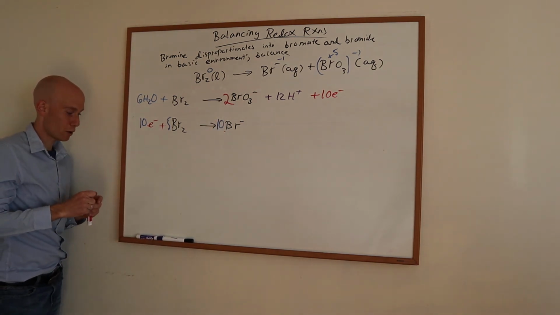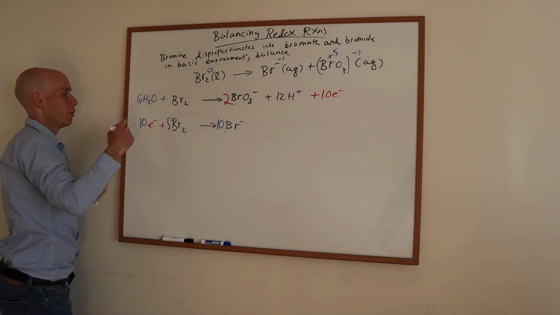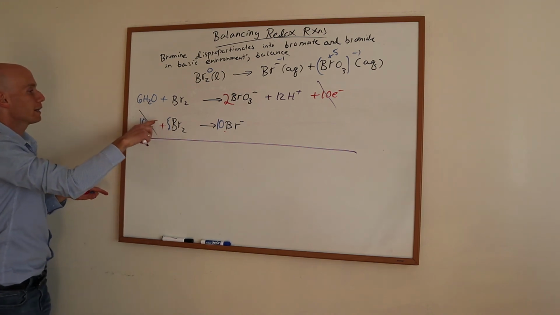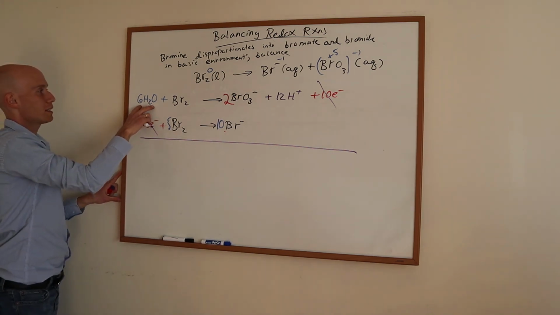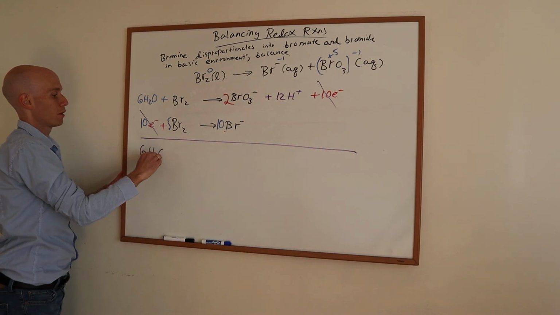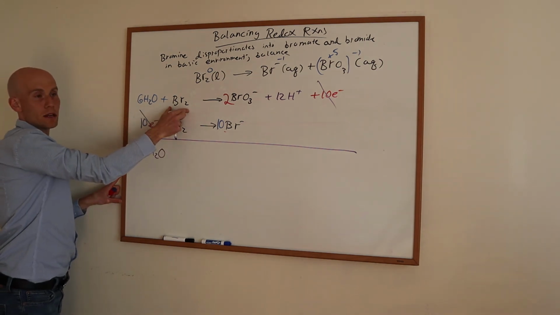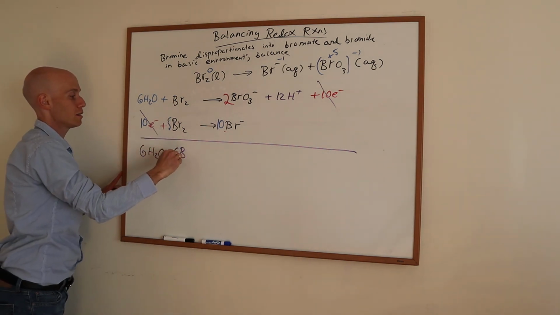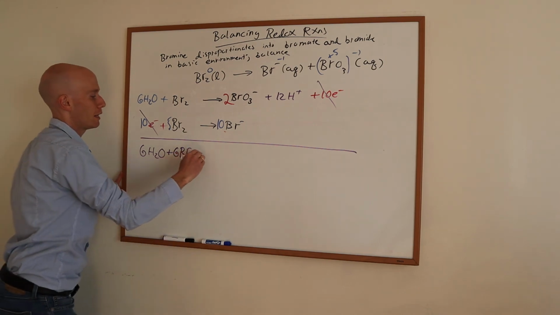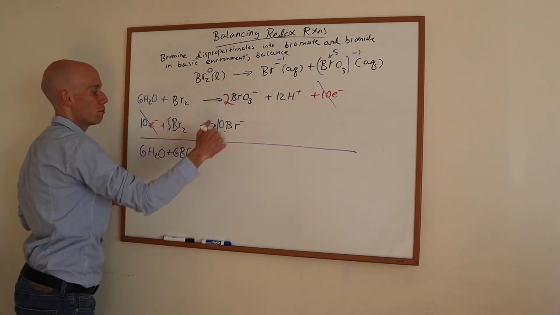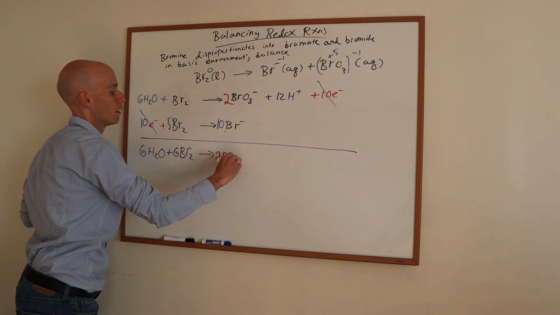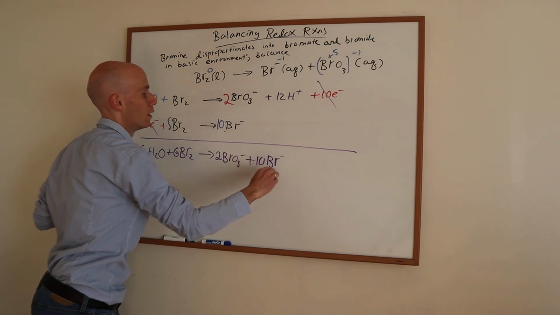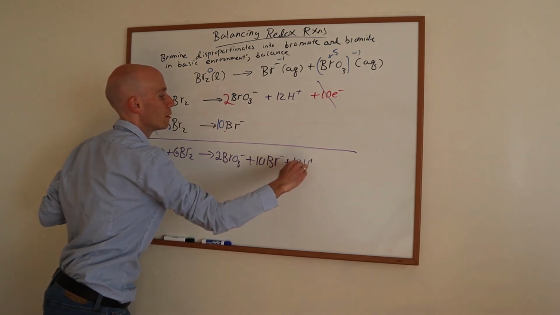Now I'm ready to add it up, because when I add this up, lo and behold, the electrons go away. So let's add this up. When I add this up, the electrons go away. I have 6 H2O right here. I have bromine and bromine again. I have 1 and 5, so together I'll have 6 bromines. Okay? And then I have 2 bromate. Okay? 10 bromide. And I have 12 H+.